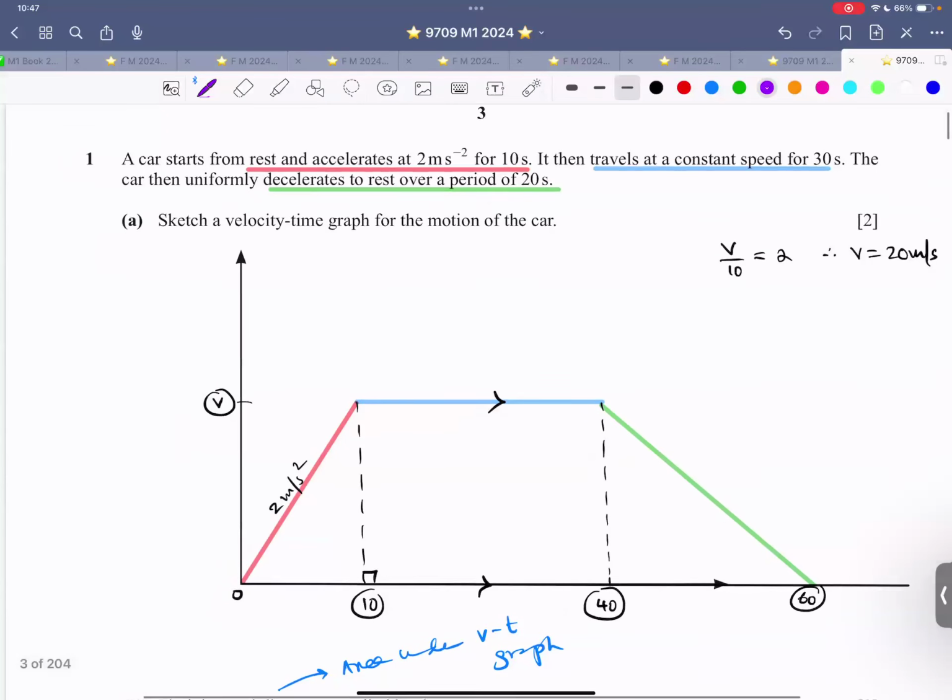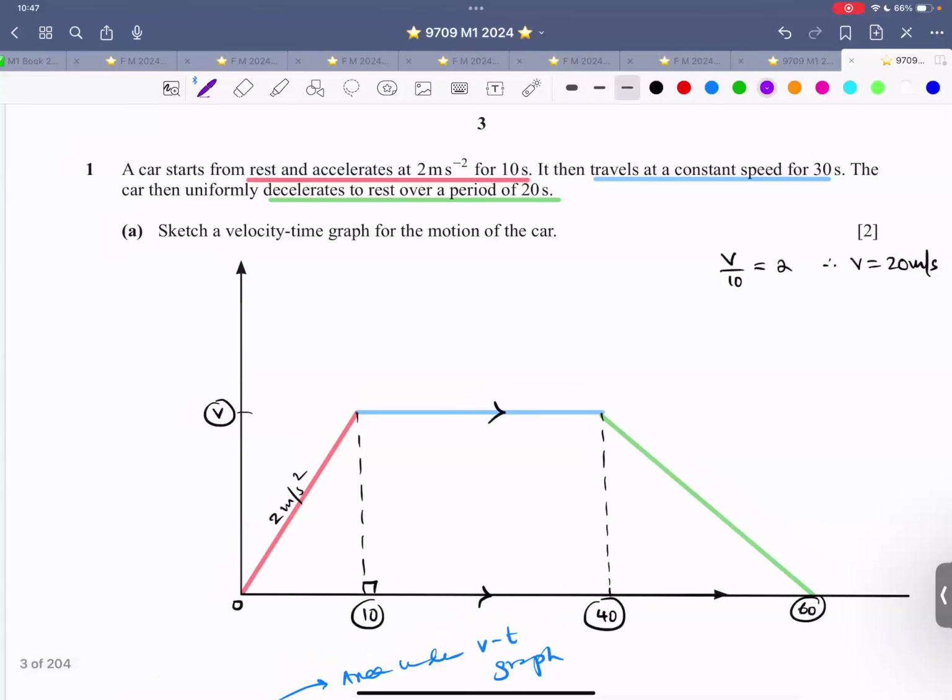Let's look at the first question. The first question says, a car starts from rest and accelerates at 2 meters per second square for 10 seconds. It then travels at a constant speed for 30 seconds. The car then uniformly decelerates to rest over a period of 20 seconds. So there is 10, there is 30, that is 20. So altogether, that's 60. Draw the graph realistically.